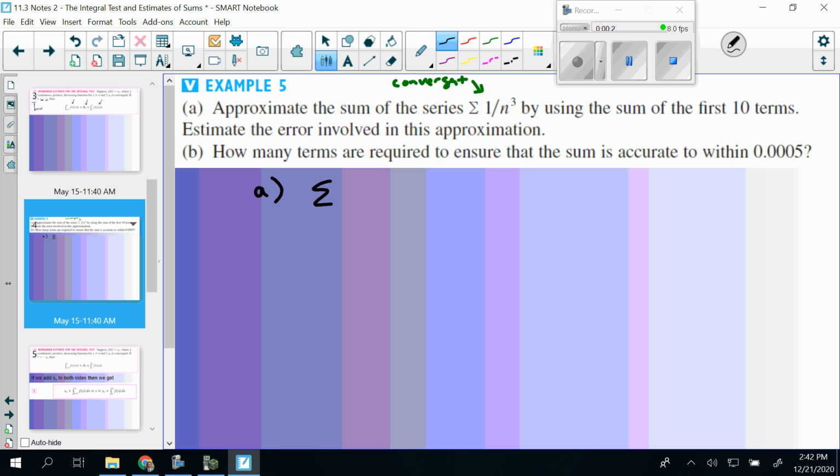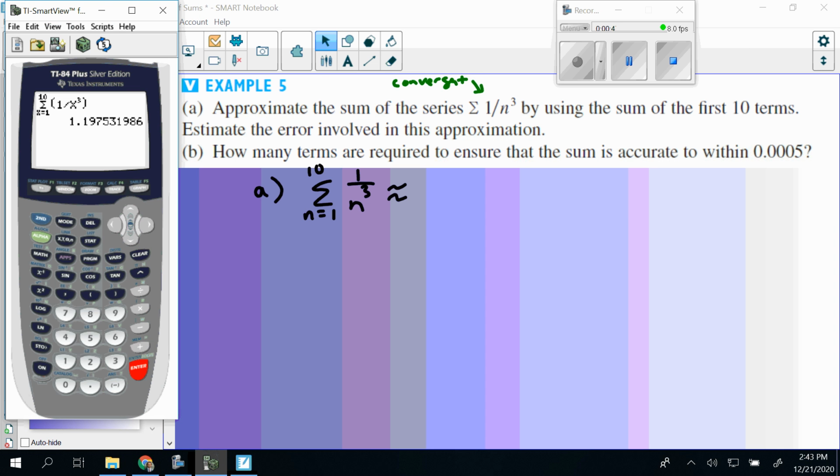We want to find the sum from n equals 1 for the first term to 10 of 1 over n cubed. So what is this approximately equal to? You can do this on your calculator, and how you do that is go to the math menu. If you go all the way to the bottom, there's one near the bottom called summation. Select that. The first thing you need to do is enter in your variable.